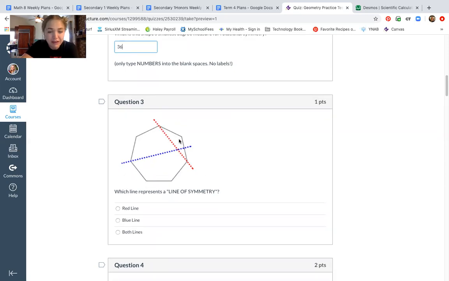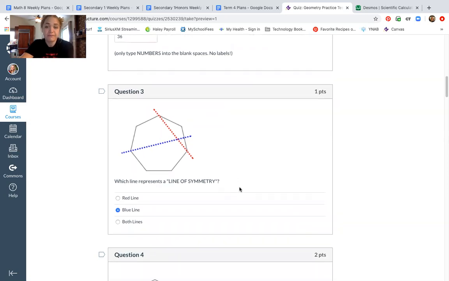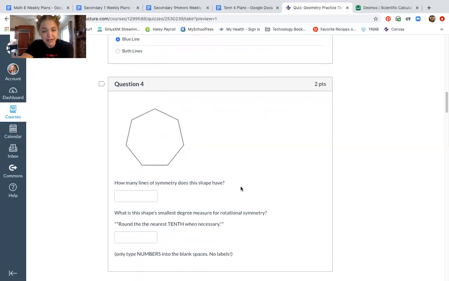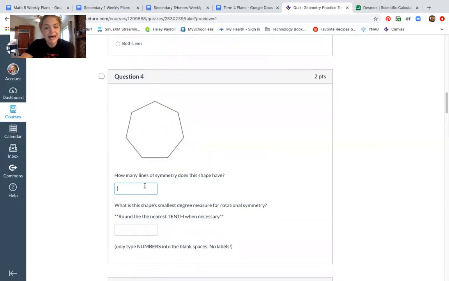The red one, if you tried folding along that red line, it would be like a giant side over here and a little bitty side there. And when you fold that in half, it wouldn't work out nicely. So I'm only clicking the blue one on that. Okay. On number 4, we said that this was a 7-sided figure. So how many lines of symmetry does it have? 7, because the lines of symmetry match how many sides are in the figure.